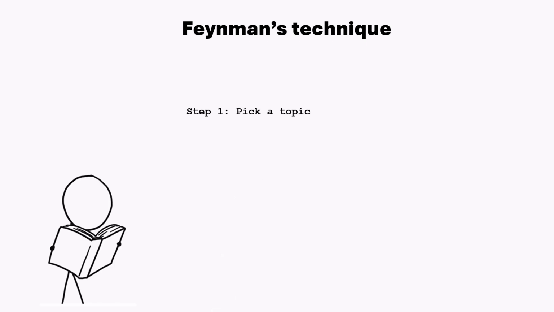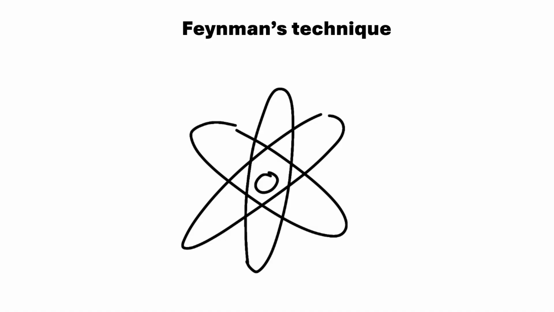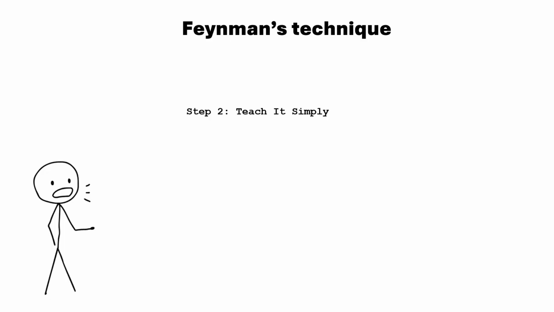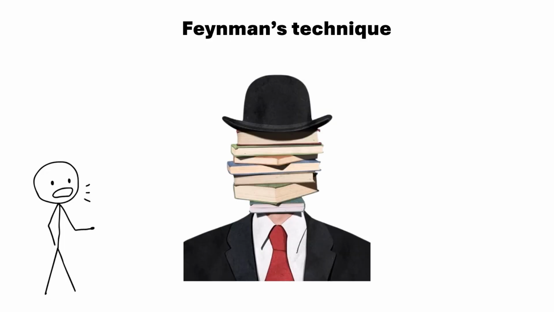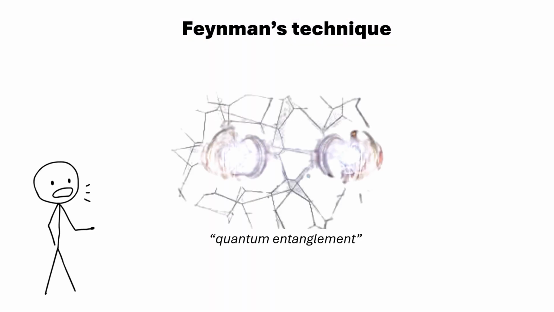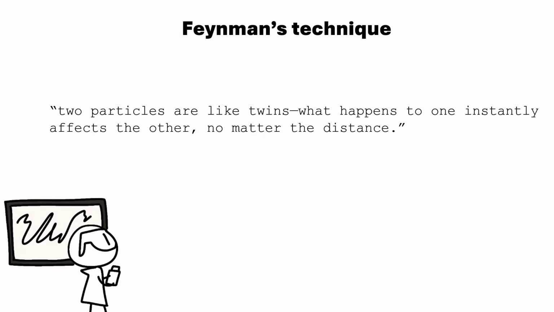Step 1. Pick a topic. Start with anything: quantum physics, the art of baking, or even why the sky is blue. Step 2. Teach it simply. Explain it like you're teaching a child. Strip away the fancy words and focus on clarity. For example, instead of saying quantum entanglement, say, two particles are like twins. What happens to one instantly affects the other, no matter the distance.